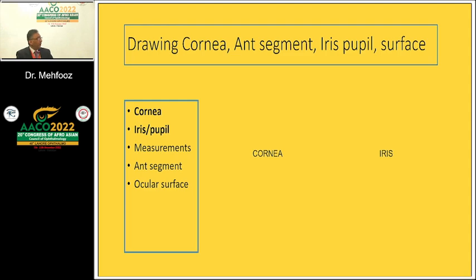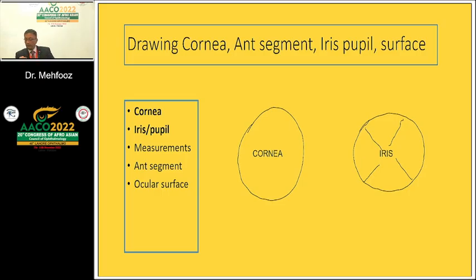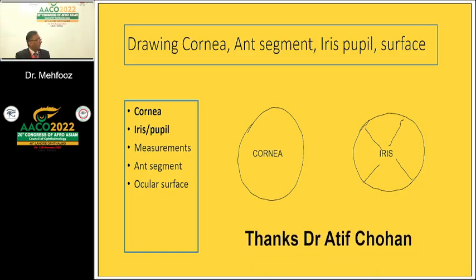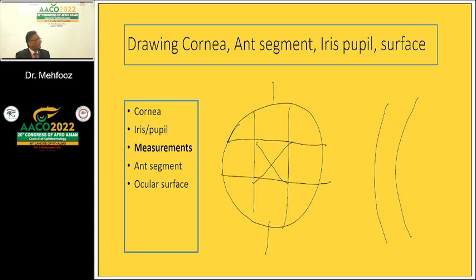So first of them, what are the templates? This is the template for the cornea. Do you want to point to that? Point to those. This is for the cornea, and this is for the iris. So if you've got the 4 radial spokes, that means you are drawing the iris. And thanks to Dr. Atif Chauhan, who helped me out in this one. Then this is how you measure it.